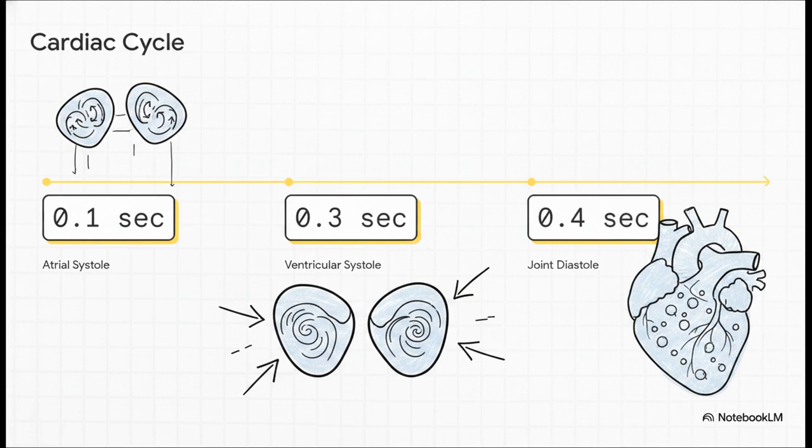Immediately following that, for 0.3 seconds, you have ventricular systole. This is the massive, powerful contraction of those bottom chambers. And finally, for the remaining 0.4 seconds, the entire heart relaxes and fills back up with blood in a phase called joint diastole. 0.1 plus 0.3 plus 0.4. It is a perfectly timed, relentless sequential rhythm.